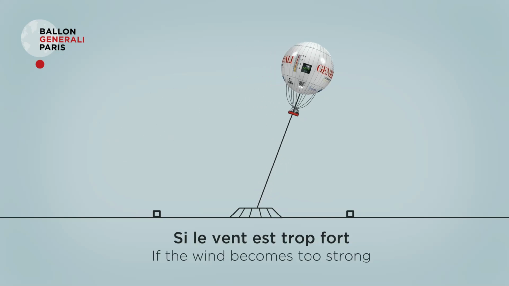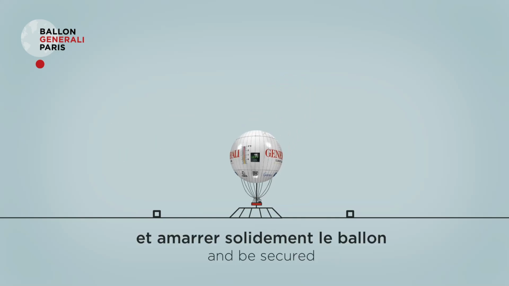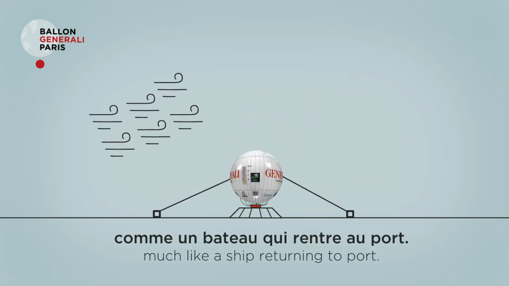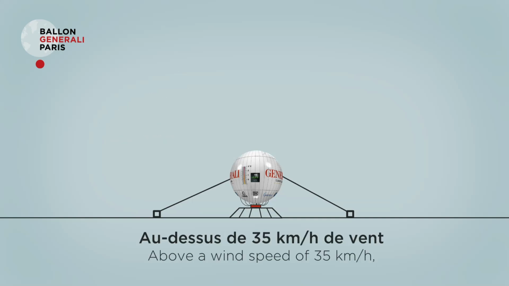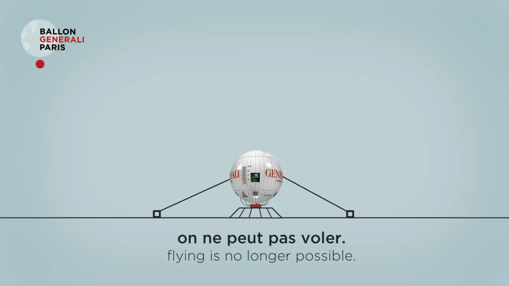If the wind becomes too strong, the balloon must land and be secured, much like a ship returning to port. Above a wind speed of 35 km per hour, flying is no longer possible.